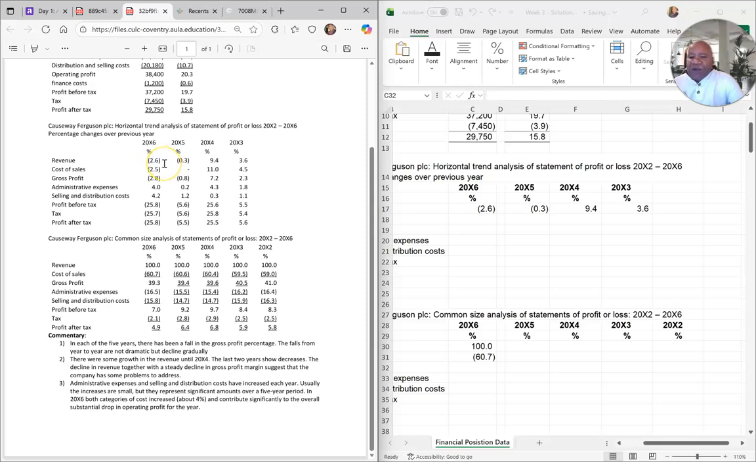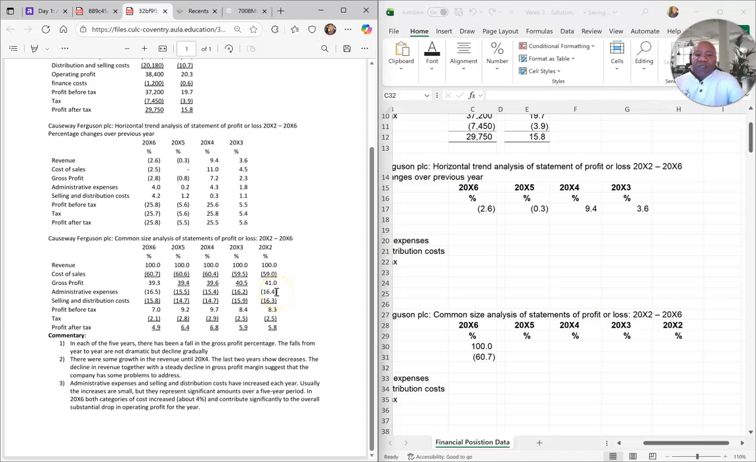And the decline in revenue, together with a steady decline in gross margin, suggests that the company has some problems to address, which they must address. Administrative and selling expenses costs have increased year on year, and you can see them there. You can see that there's a slight increase in all of this. So by doing horizontal analysis, we're able to analyze the movements in the financial statements of the company.